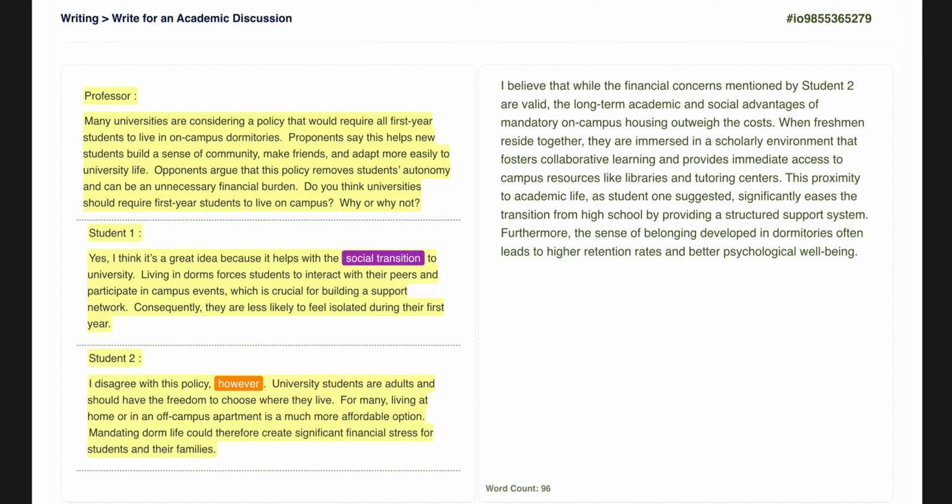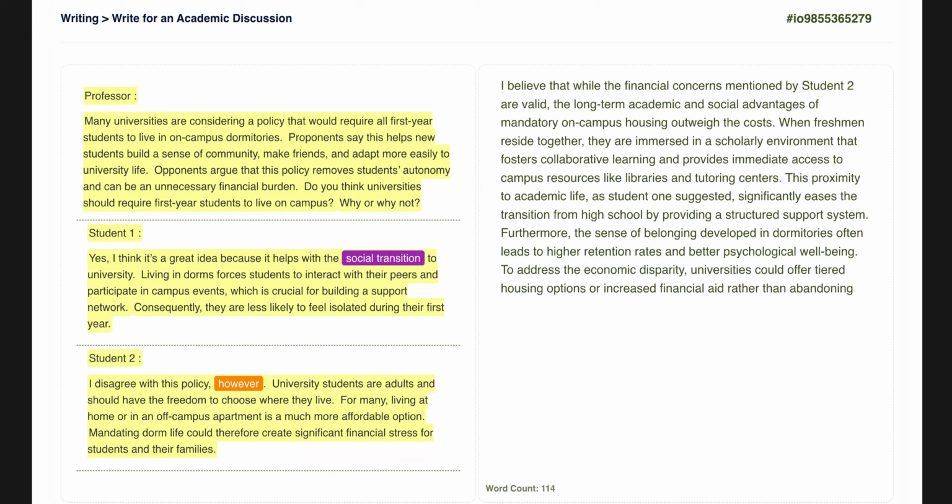We finish with "and better psychological well-being." This covers the mental health aspect, making our argument feel complete and well-rounded. To address the economic disparity, universities could offer tiered housing options or increased financial aid, rather than abandoning the requirement altogether. Now we offer a solution to Student 2's concern.